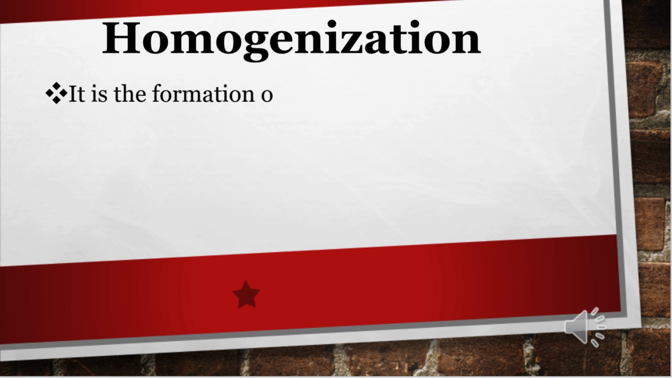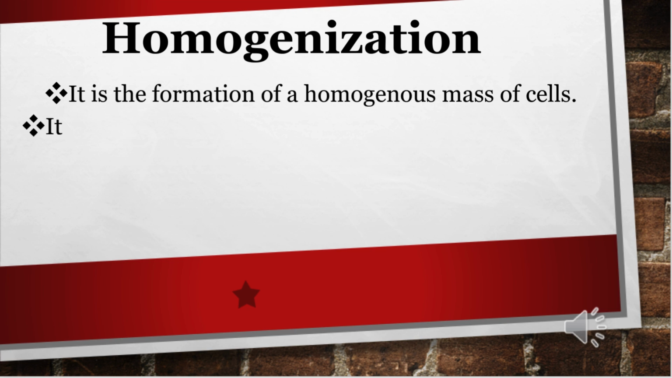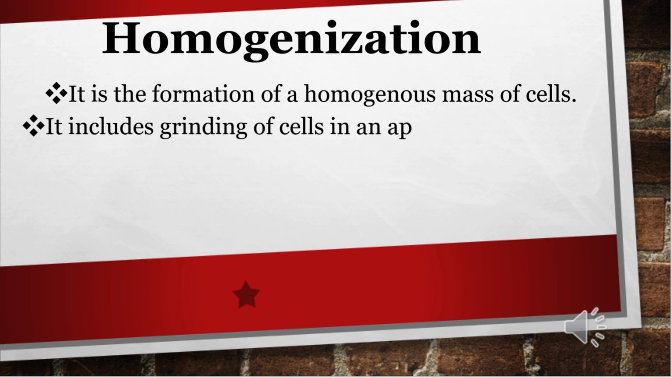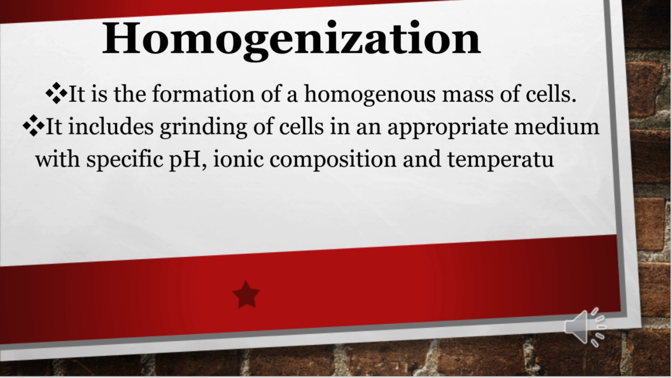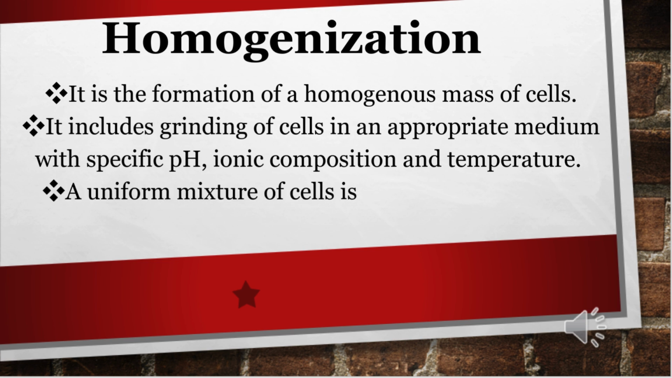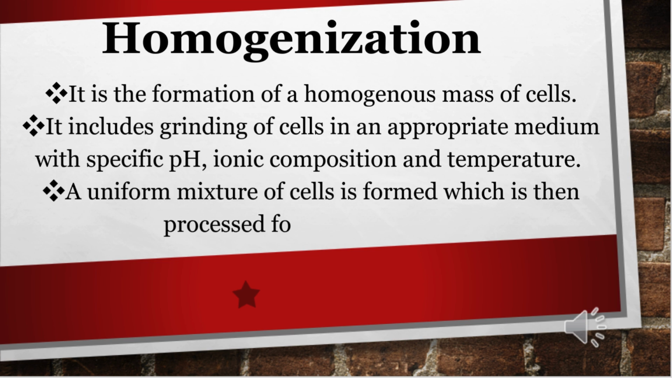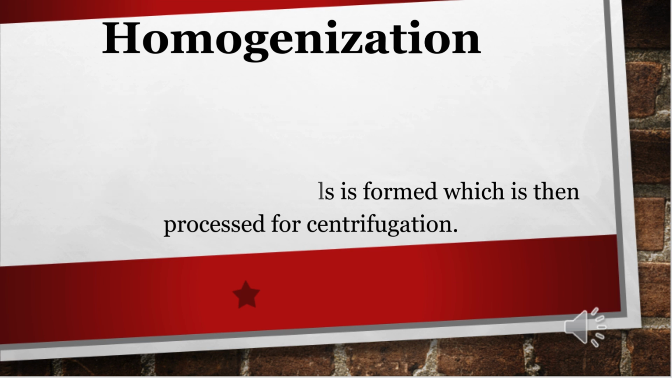Homogenization is the formation of a homogeneous mass of cells and grinding of cells in an appropriate medium with specific pH, ionic composition, and temperature. The uniform mixture of cells formed at the end is then processed for centrifugation. In plants, the enzyme pectinase is added to digest the middle lamella. This can be done in a blender. This procedure gives rise to a uniform mixture of cells, which is then centrifuged.